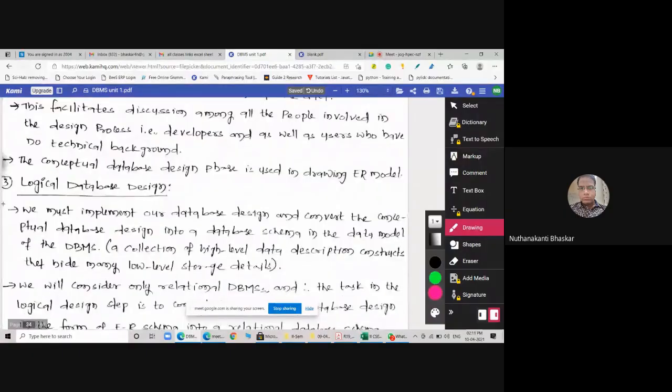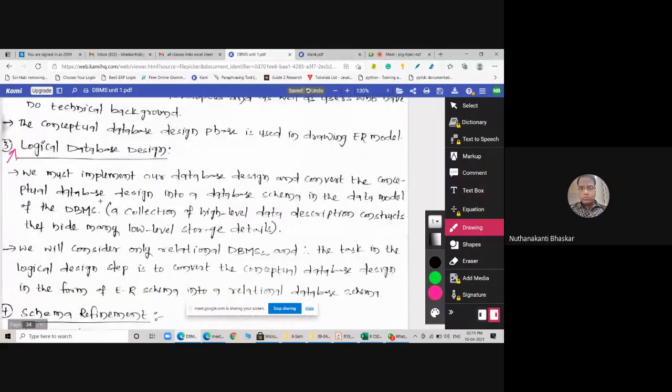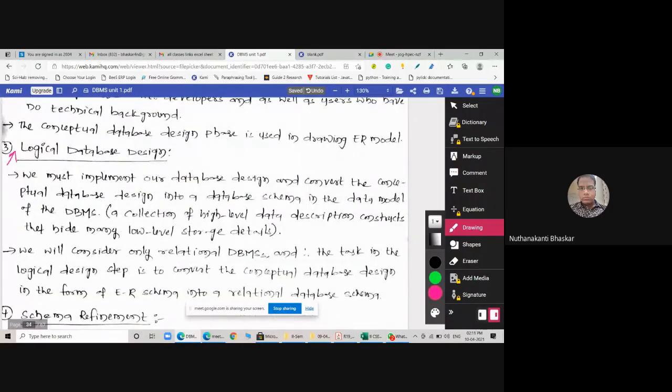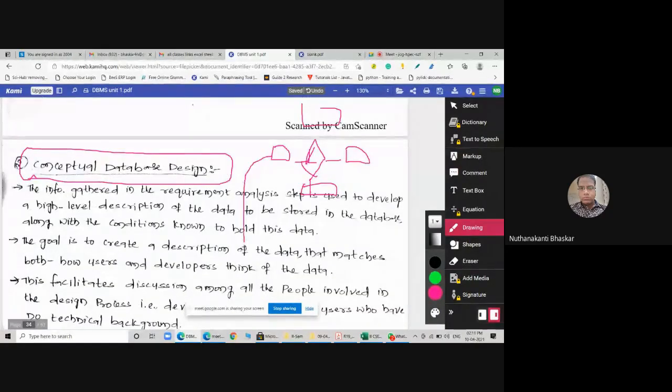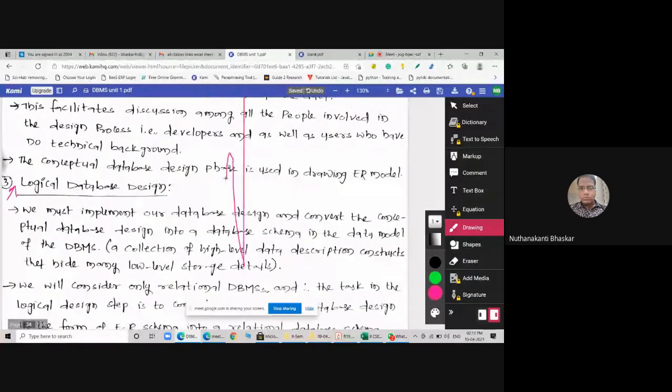Now coming to the third phase. The third phase is logical database design, nothing but your second experiment. That is a relational model. Logical database, a relational model, means tables. You have to convert this conceptual model to a relational model. How to convert and how to implement the logical database, we will discuss in the next unit. How to design, we will learn in the second unit.